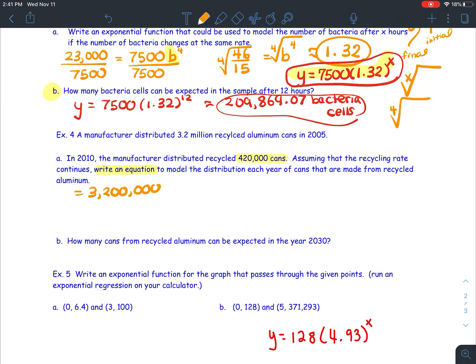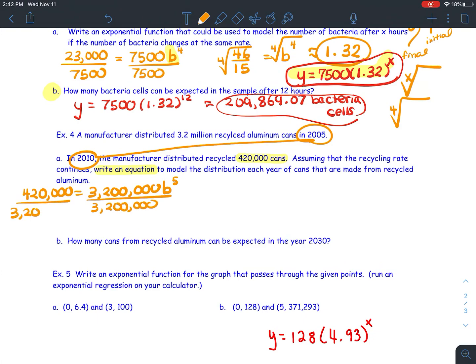The final amount, this is in the year 2010, and it shrunk all the way down to only recycling 420,000 cans. I don't know the multiplier, but I know that from 2005 to 2010, the time, and that's what my exponent is, was 5 years. So I'm going to go ahead and solve this for B. I'm going to divide both sides by 3.2 million. Okay, so we'll type that in.